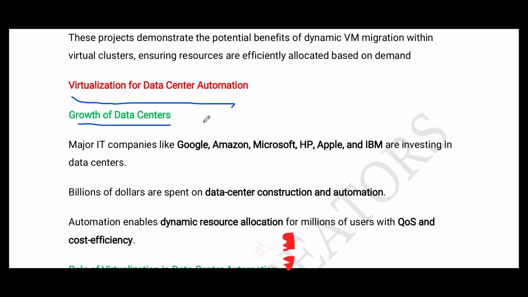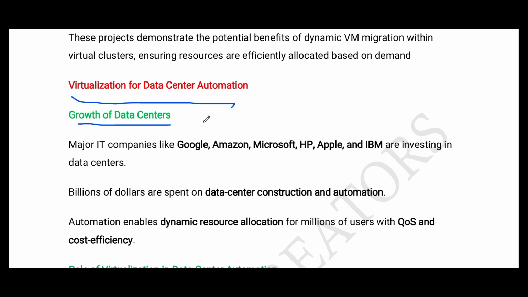Before moving into this topic, we will know about different data centers. Major IT companies like Google, Amazon, Microsoft, HP, Apple, IBM are the most popular ones which have invested in data centers. Millions of dollars are spent on data center construction and automation. Now, in this video, we are going to look at how virtualization works with data center automation.